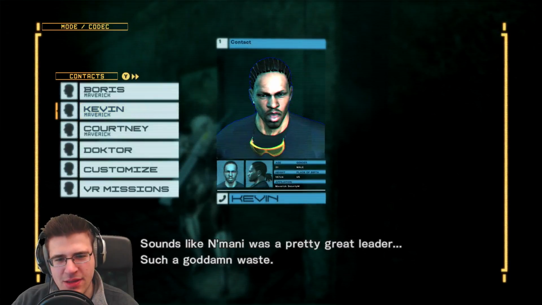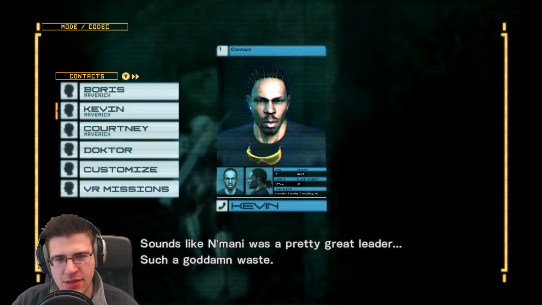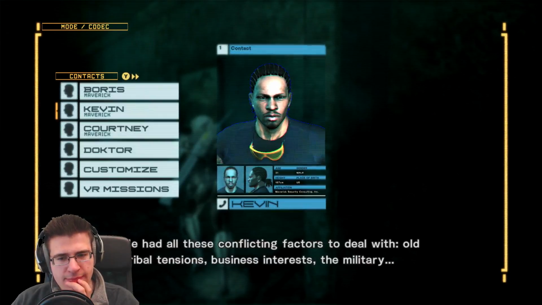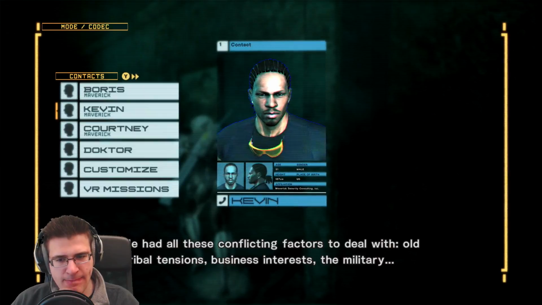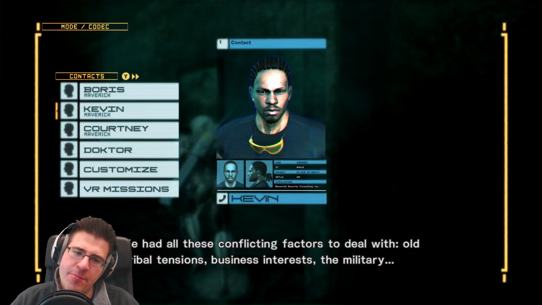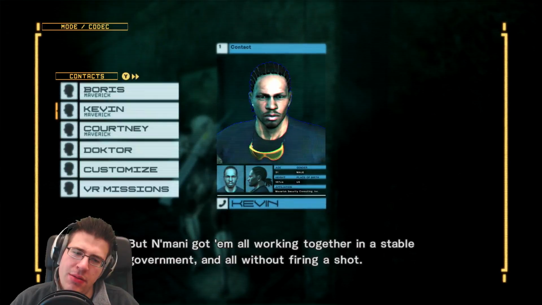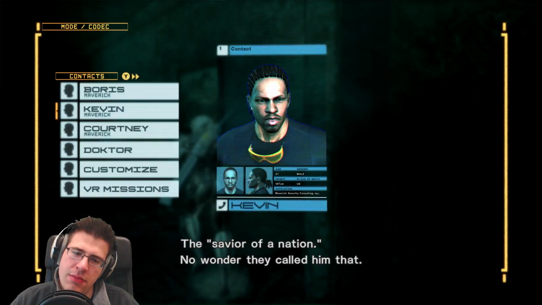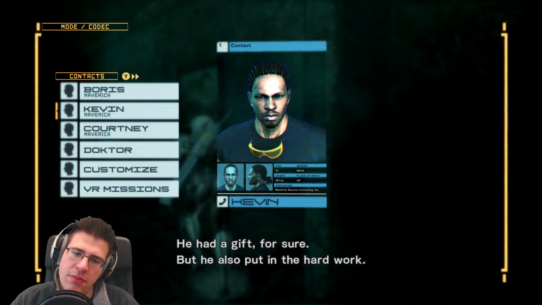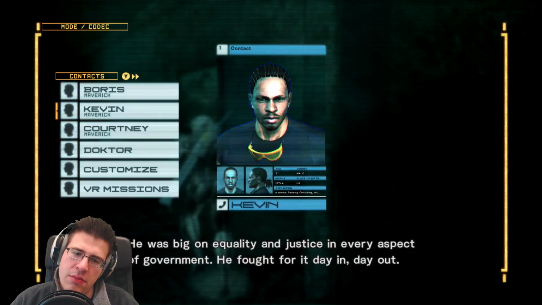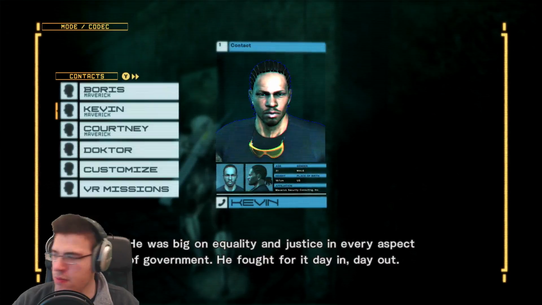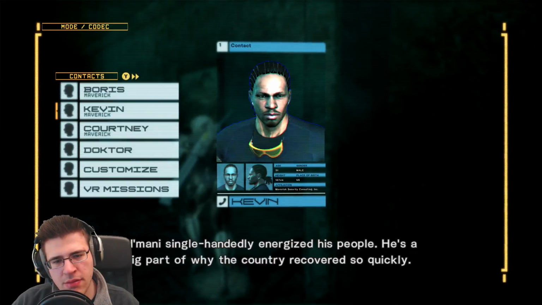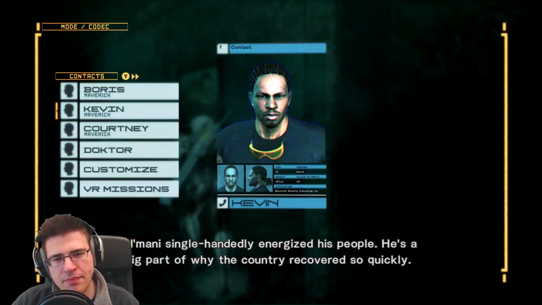Sounds like Inmani was a pretty great leader. Such a goddamn waste. I've run cover for a lot of VIPs, but men like him are a rare breed. He had all these conflicting factors to deal with. Old tribal tensions, business interests, the military. But Inmani got them all working together in a stable government, and all without firing a shot. The savior of a nation. No wonder they called him that. He had a gift, for sure. But he also put in the hard work. He was big on equality and justice in every aspect of government. He fought for it day in, day out. And Mani single-handedly energized his people. He's a big part of why the country recovered so quickly.